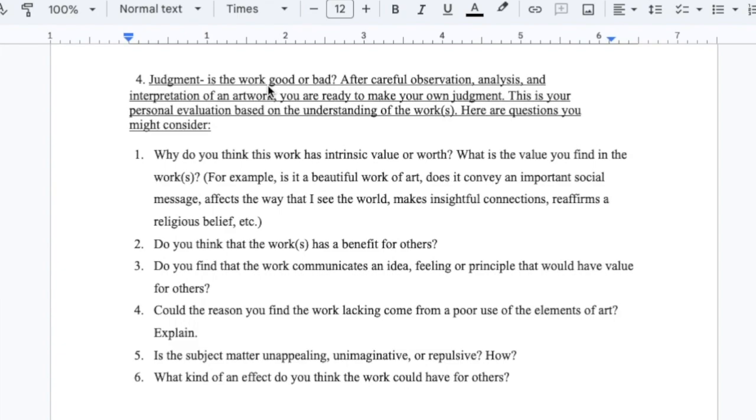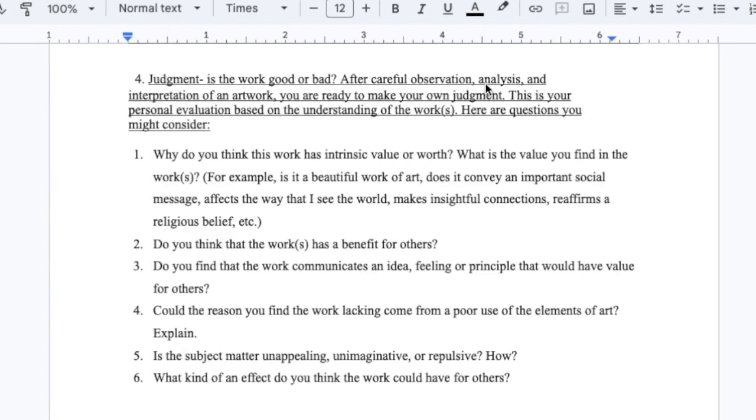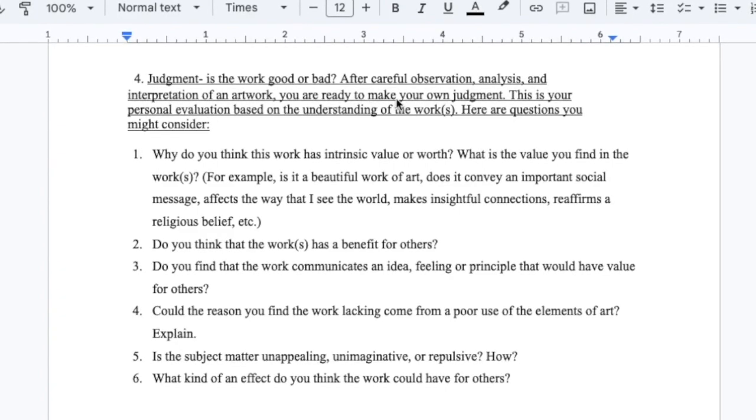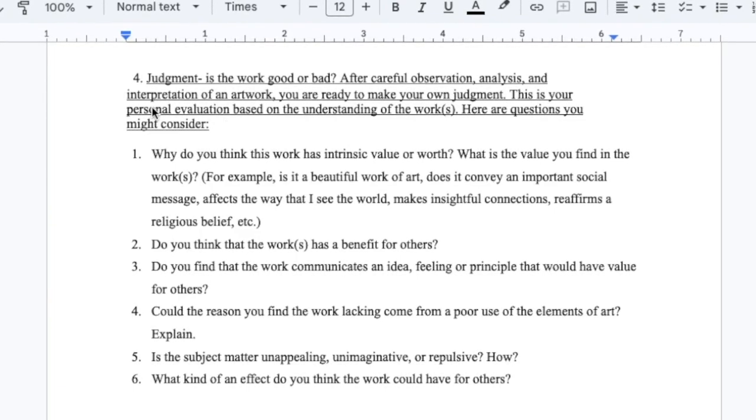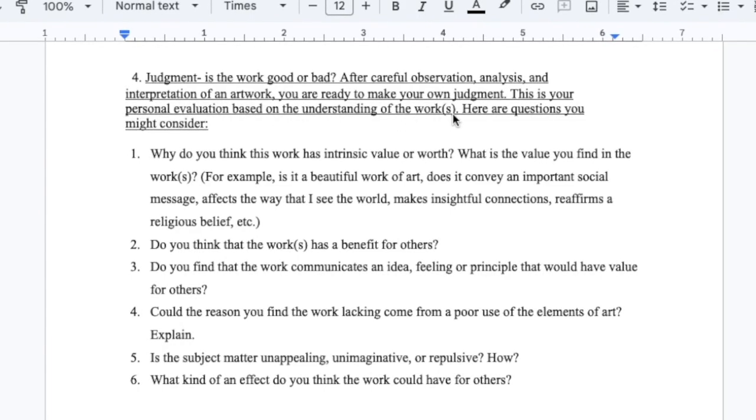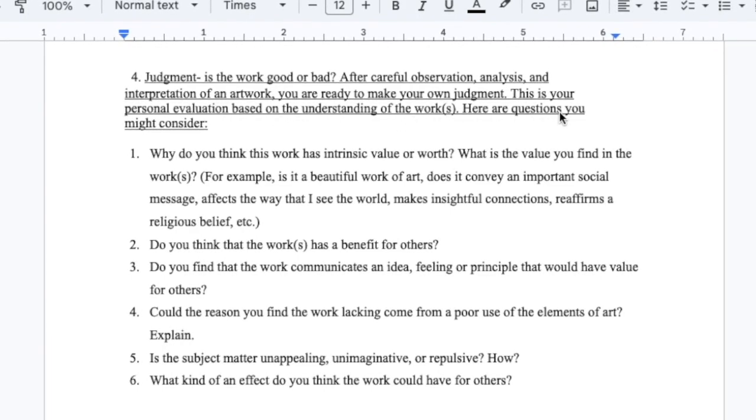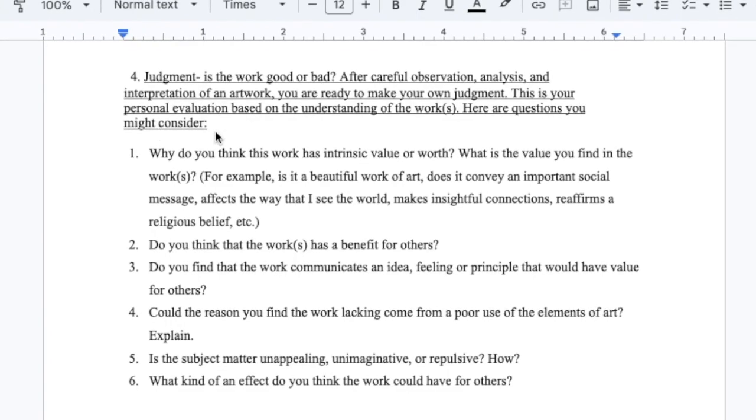Judgment. Is the work good or bad? Short and plain. Good or bad? After careful observation, analysis, and interpretation of an artwork, you are ready to make your own judgment. This is your personal evaluation based on the understanding of the works. All right? Here are questions that you might consider.